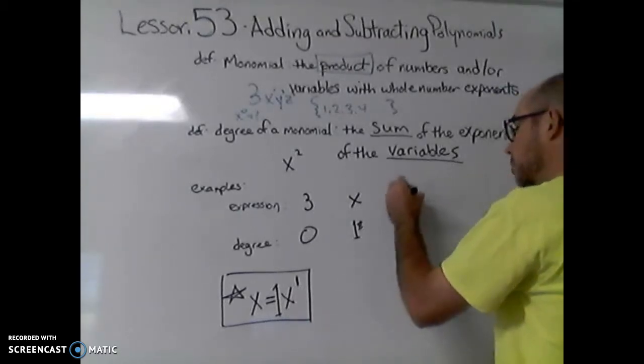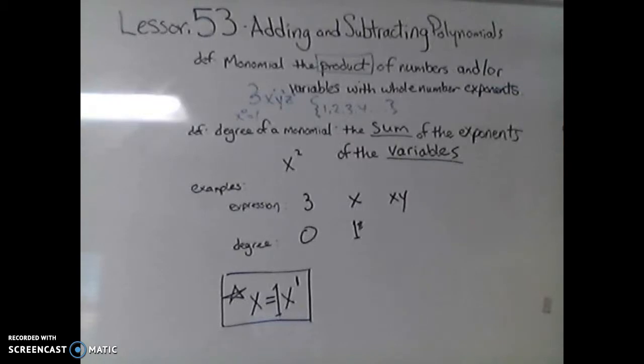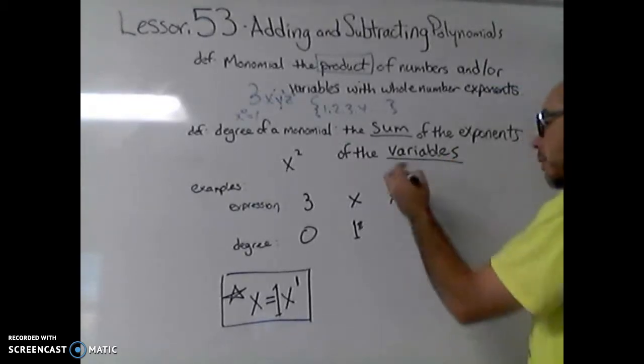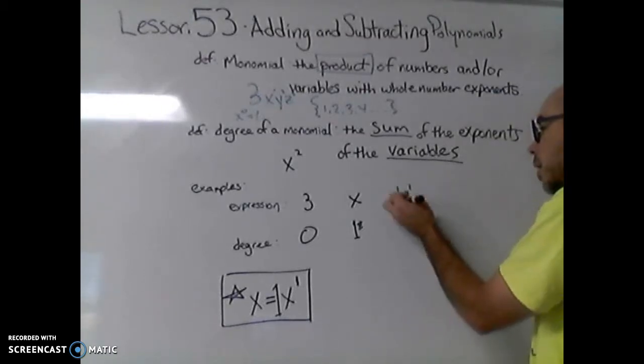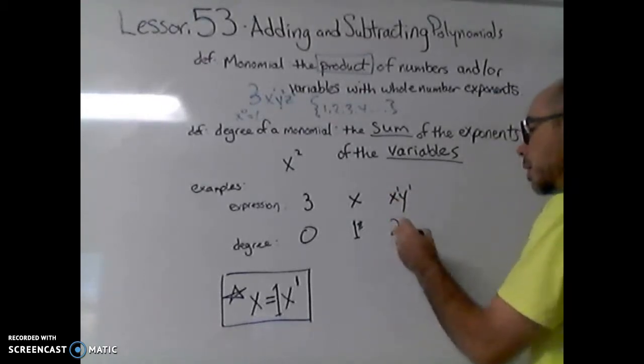You can have more than one variable, and that's okay. We're just going to sum up the exponents of the variables. There happens to be two variables here. x is x to the 1, and y is y to the 1, and 1 plus 1 is 2.